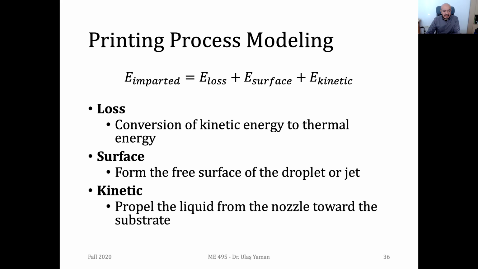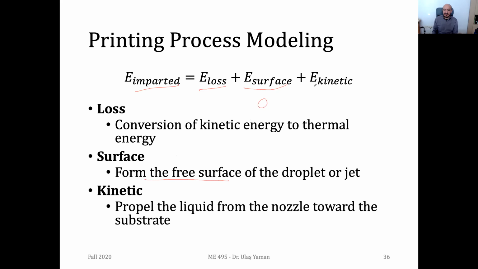Okay. And let's have a look at some energy levels, some basic modeling of this process. We will just focus on the amount of energy required for droplet generation. You see, this is the impart energy. This is the energy we need to give to our head. It consists of a loss, which is for conversion of kinetic energy to thermal energy. Another thing is that we are generating a new surface. So we are generating a new drop. This drop has a surface.